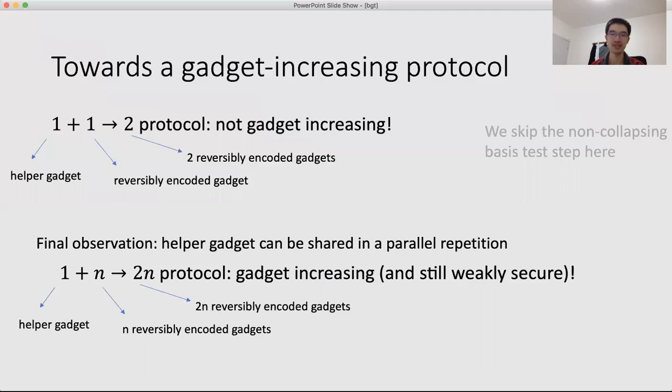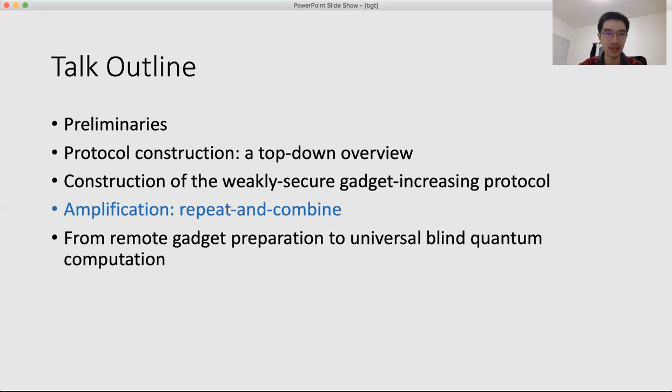The final observation is we do a parallel repetition of this subprotocol, and the helper gadget can be shared. And we can get a protocol that is both gadget increasing and still weakly secure. So now we get a weakly secure protocol, and we can go to the application. And the application technique is called the repeat and combine technique.